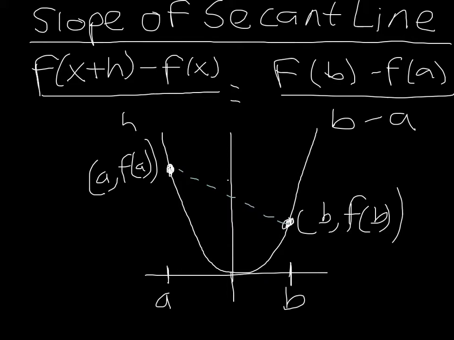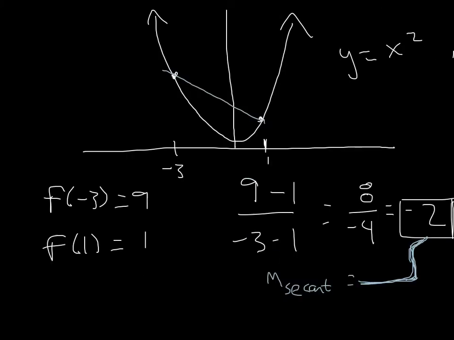And as you can see in the graph, a comma f of a and b comma f of b, and the slope of the secant line is the blue dotted line. So we are going to plug in values for a and b.